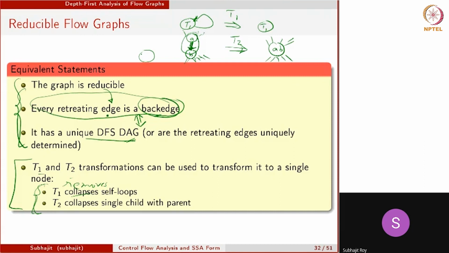For every T1 and T2, you can write transformations, and then you can do an analysis like that. So anyway, I'll not get into it. Maybe somebody would cover it, I'm not sure.